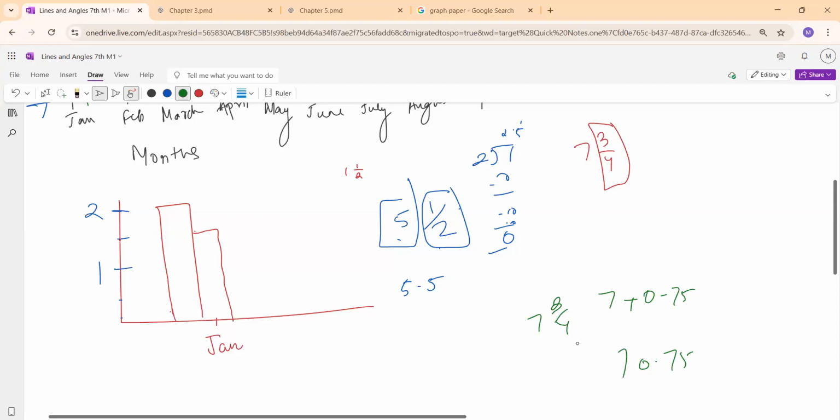So 7 and 3/4 means 7 and 0.75, and 'and' means you are adding. Got it, bache?